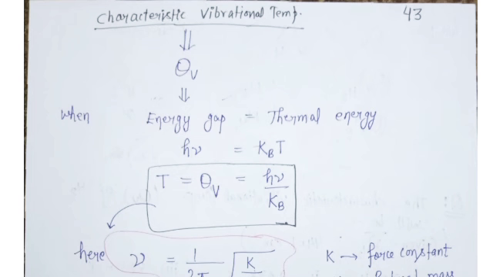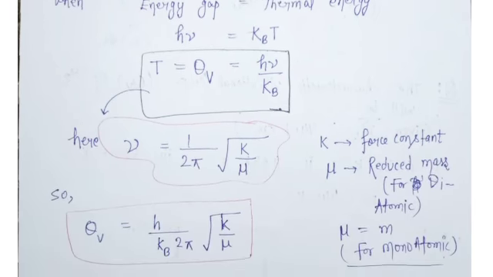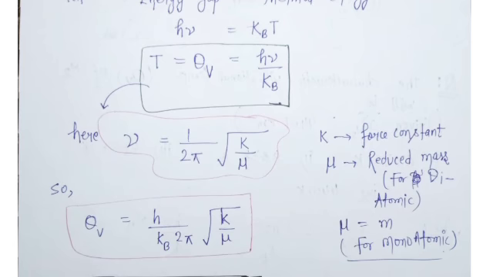This is the frequency oscillation of the stretching mode. This is the new stretching that we usually do in vibrational spectroscopy. When we derive this expression, nu equals 1 upon 2 pi under root k upon mu. Here k is the force constant, and mu is the reduced mass.